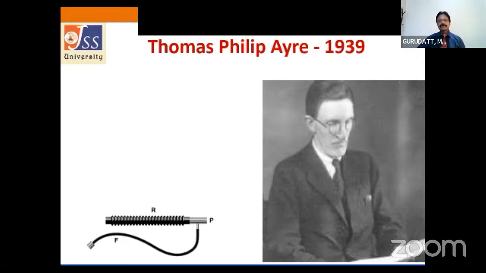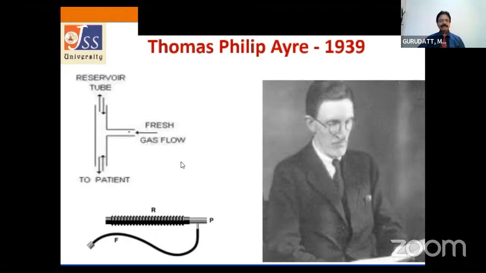That's how Philip Ayre in 1939 introduced the Ayre's T-piece. With this Ayre's T-piece, one end you connect to the patient, at the other end the fresh gas flow is there. The opposite end of the patient is for expiration of the gases. That's how it became quite popular. But the disadvantage with the Ayre's T-piece was that the corrugated hose was very short and it was not providing a reservoir for the tidal volume of the child. The other problem was that controlling the ventilation was very difficult because there was no bag.